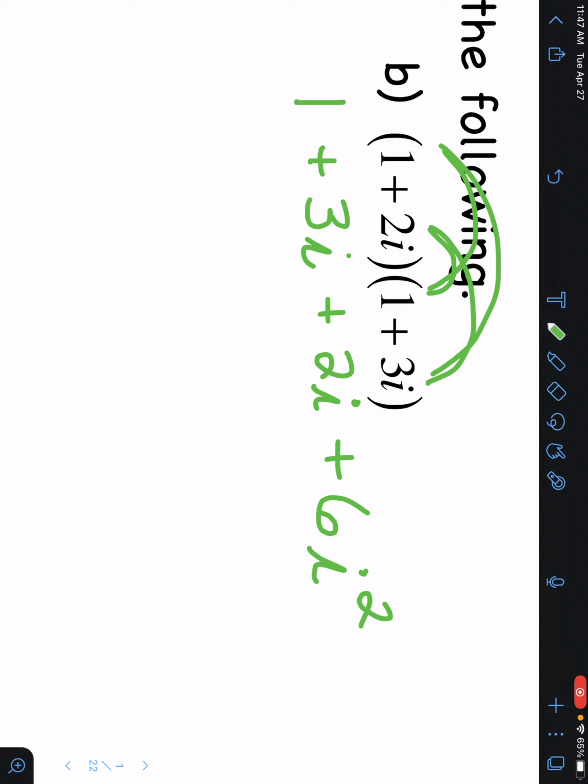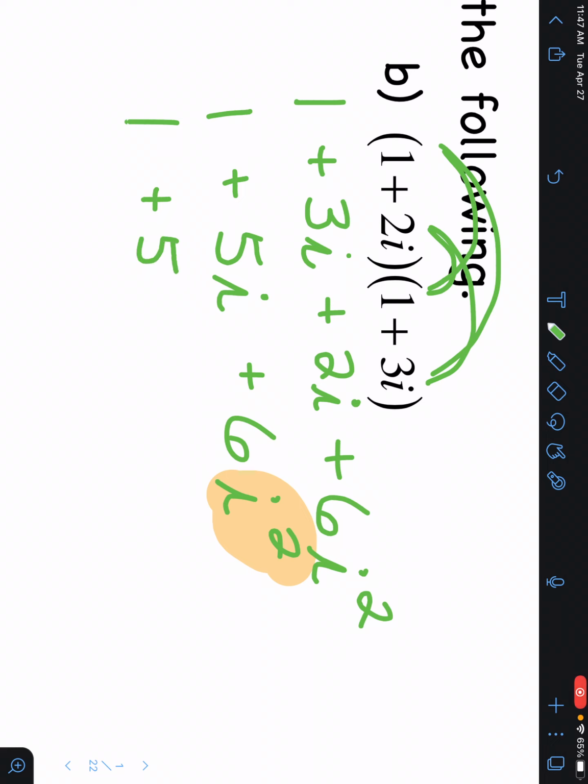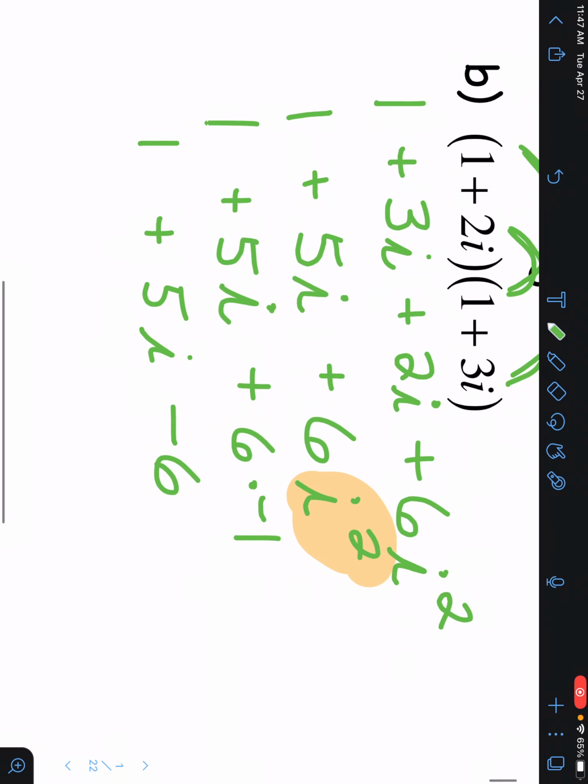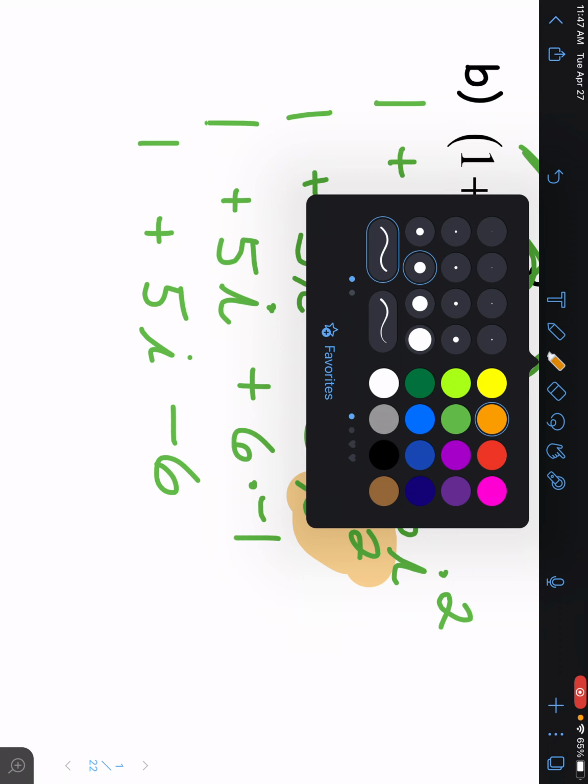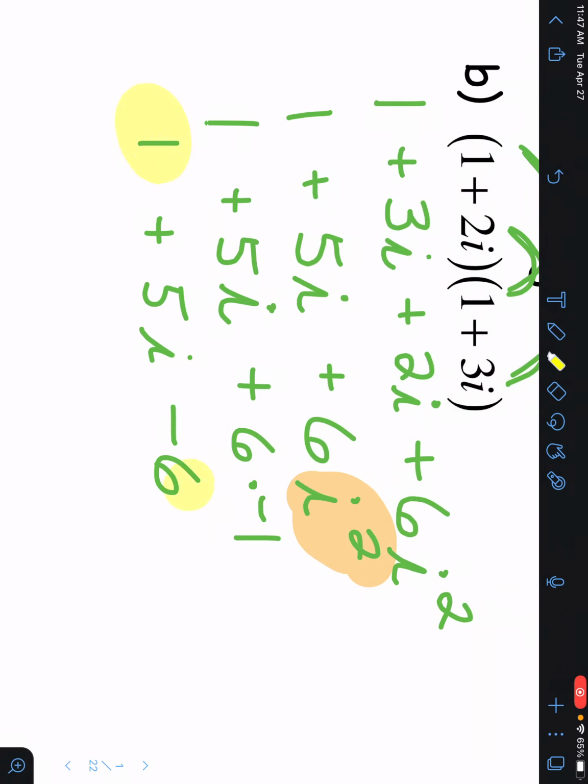Okay, so then now we want to combine like terms. 3i plus 2i is 5i. And then I notice we have an i squared. We want to change this into -1. So it becomes 6 times -1, which is -6. And then now we can combine 1 minus 6 to get -5. And then bring down the plus 5i.